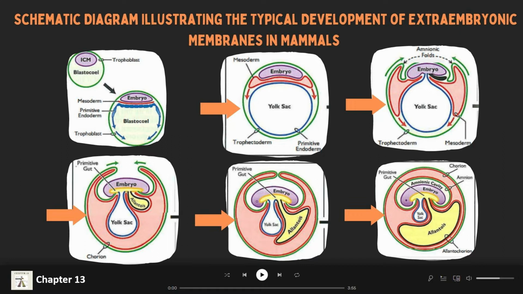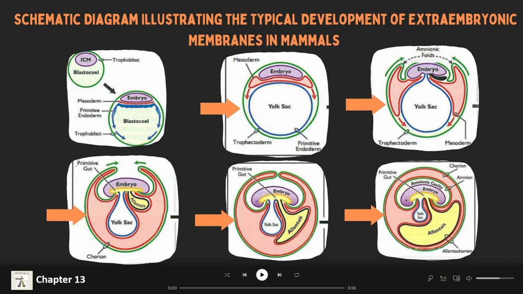This cavity does not contain yolk, but is so named because it is analogous to the yolk sac in avian embryos. The mesoderm continues to grow, forming a sac that surrounds the yolk sac and pushes against the trophectoderm, which was previously the trophoblastic cells. The newly formed mesodermal sac pushes against the trophectoderm and begins to fold upward, forming wing-like structures called the amniotic folds. The mesoderm now completely surrounds the yolk sac and the developing allantois.